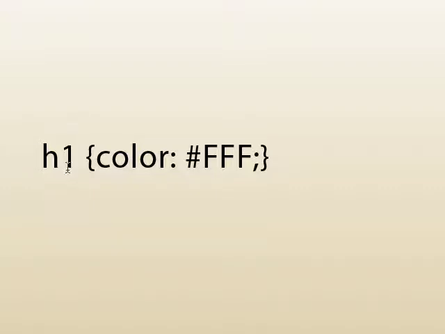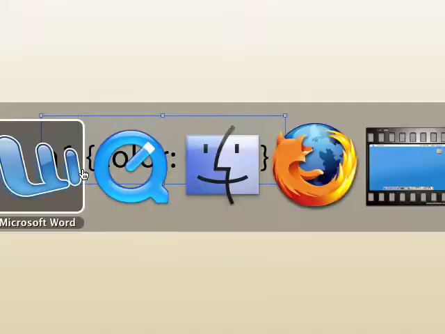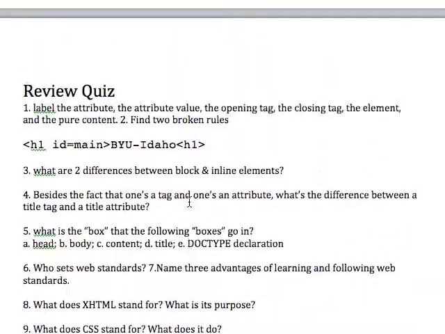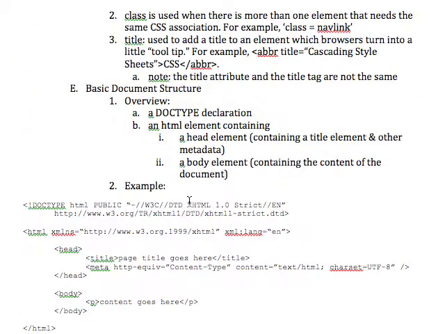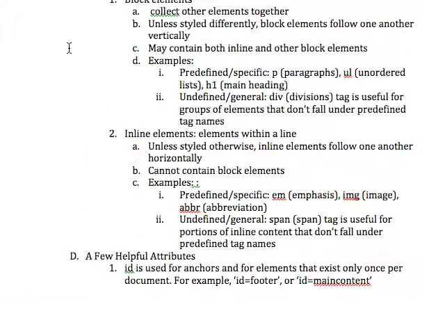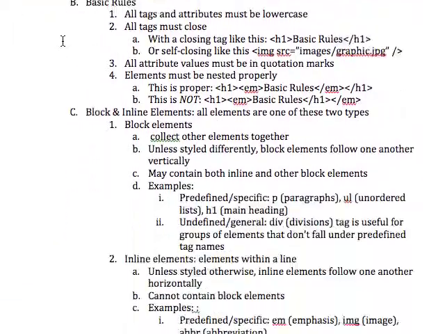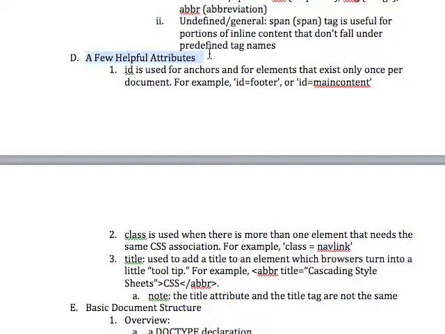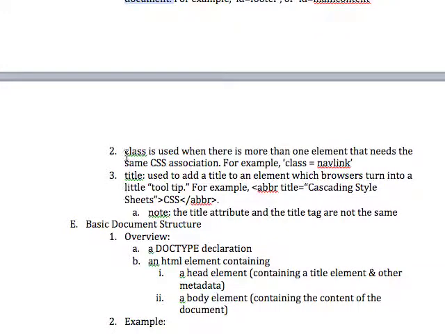Now, we actually talked about classes and IDs before. Let me show you in our notes. It's on the Introduction to XHTML, letter D, a few helpful attributes. ID is one of those, used for anchors and elements that exist only once per document. And then a class, used when there is more than one element that needs the same class association.